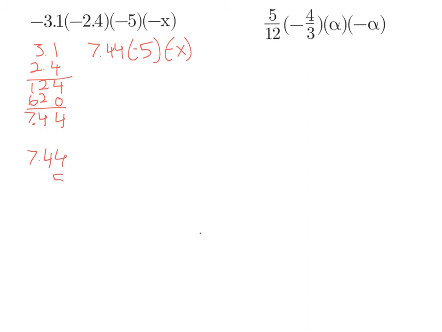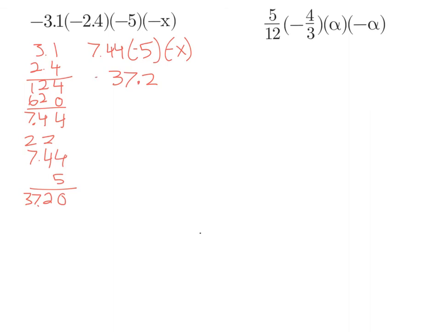times 5. 5 times 4 is 20. 5 times 4 is 20 plus 2, that's 22. Carry the 2 here. And 7 times 5 is going to be 35, plus 2 is 37. And I have 2 decimal places right here, none here. So I'm going to need 2 decimal places in my answer. So I'm going to write that as 37.2. We don't need the 0 on the end.